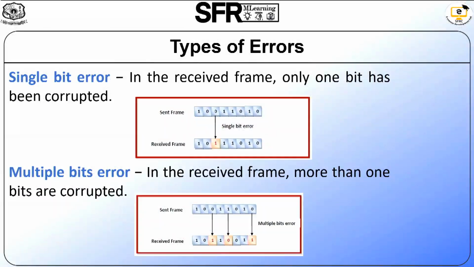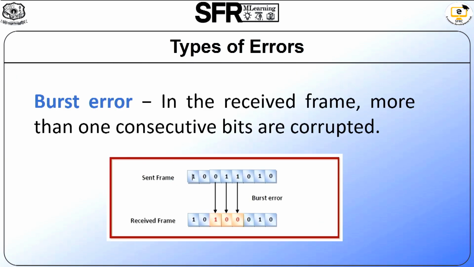Through this layer we are going to find three different types of errors. The first is the single bit error, that is, when transmitting data from the sender side to the receiver side, any one bit gets corrupted. If more than one bit gets corrupted, that is called a multiple bit error. And the last one is the burst error, that is, if more than one continuous bits get corrupted, it is called a burst error. It is the responsibility of the data link layer to detect and correct all those errors.